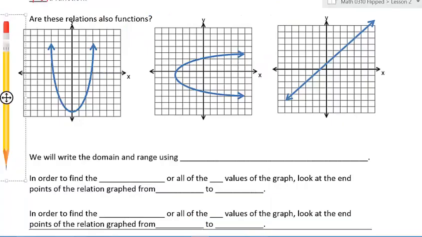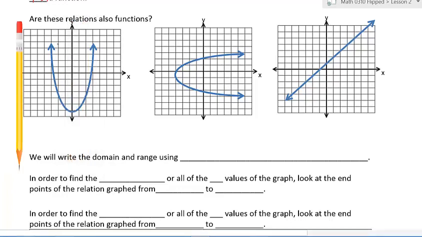To determine that, what we're going to do is put your pencil on your paper vertically to make it a vertical line, and what I want you to do is to drag it across your picture. Now at any one point, your pencil is only touching one part of the blue graph at a time. Is that correct? As you pass it through, at no point is it touching more than one point at a time.